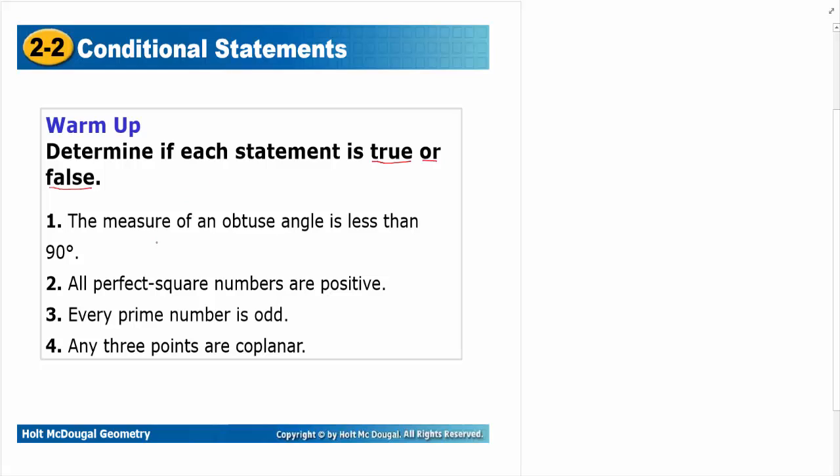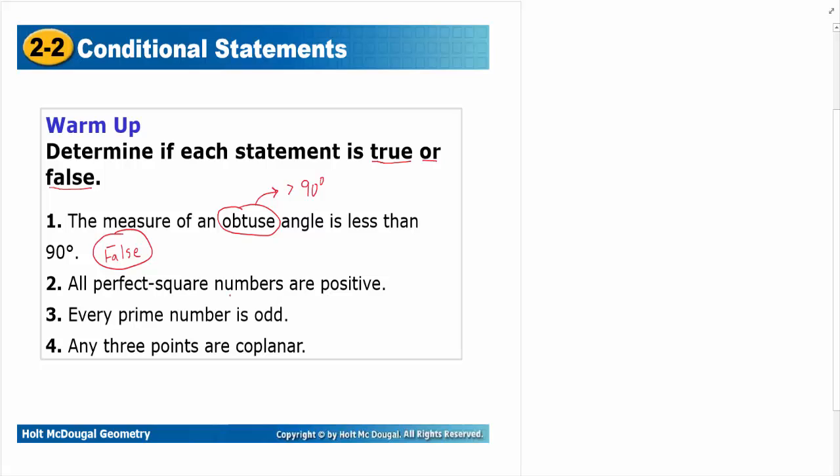So number one, it says the measure of an obtuse angle is less than 90 degrees. Now this is just based off of definitions. Obtuse means greater than 90 degrees. So because you know the definitions, you know that this is false. So number one should be false.